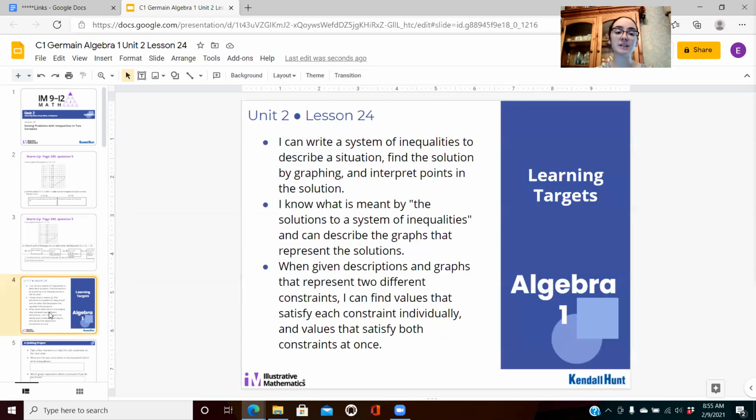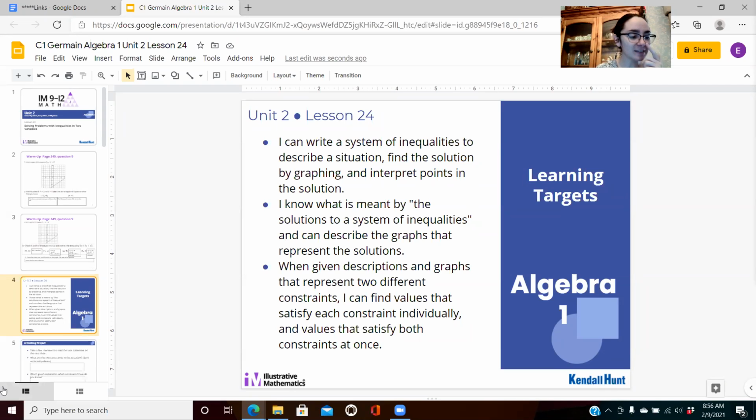So let's look at our target for today, okay? Our learning target for today is I can write a system of inequalities to describe a situation, find the solution by graphing, and interpret points in a solution. Okay, so we're writing them, graphing them, and interpreting points. We're also going to be able to know what is meant by the solution to a system of inequalities. Before, we've talked about a solution to a system of equations. Now we're throwing in a system of inequalities. And it's going to be pretty cool, I promise you.